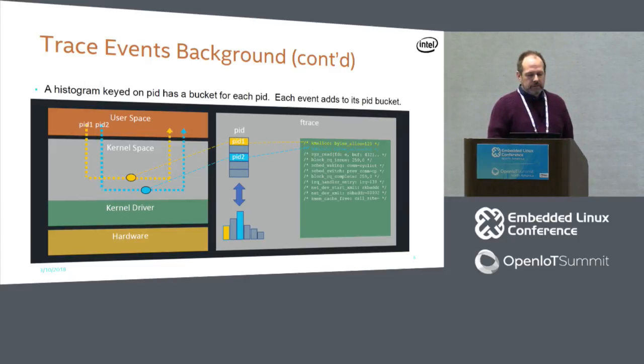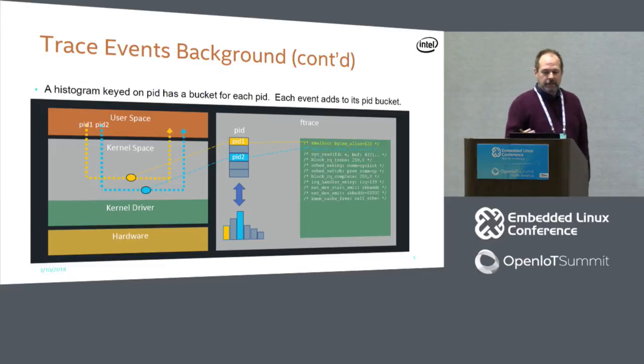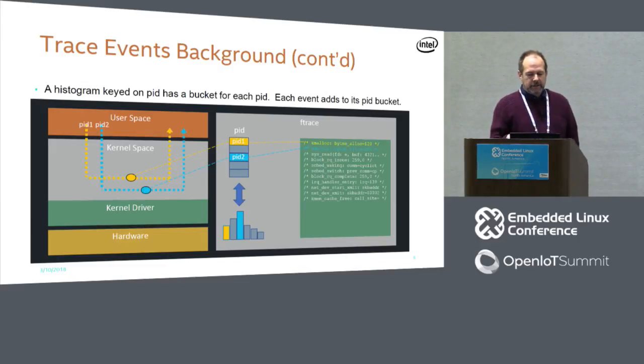So going back to the left-hand side, in this case we have two processes. They're probably making a system call, going into the kernel and coming back. The dots in the middle of their execution represent the points when they hit a trace point. Each one of them is hitting a trace point, and you can see that the trace event data goes into the F-trace buffer, and it's also sent to a histogram. For each process, you can see it gets its own slot in the histogram, and that's where the data is aggregated for that process.